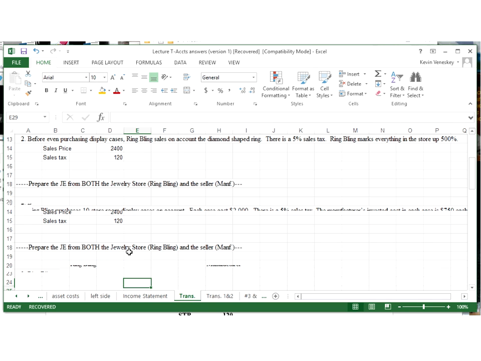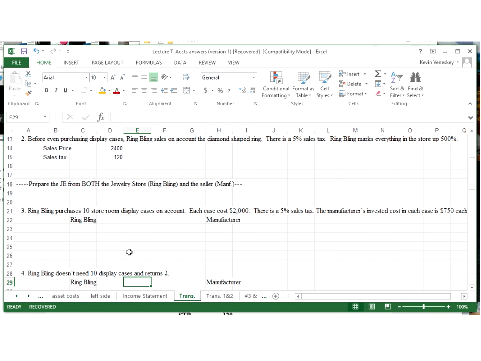Now, what we're going to do here, starting with number 3, and for the next few going down, we're going to do the journal entries from both perspectives, because it's important to be able to practice what it looks like when the buyer buys something, and how it looks if the seller sells that same item. How do the two entries differ? I'm going to be keeping the T accounts for Ring Bling, and I suggest you do the same. Manufacturer, I'm not going to keep their T accounts. We're just going to show what the journal entry would have looked like.